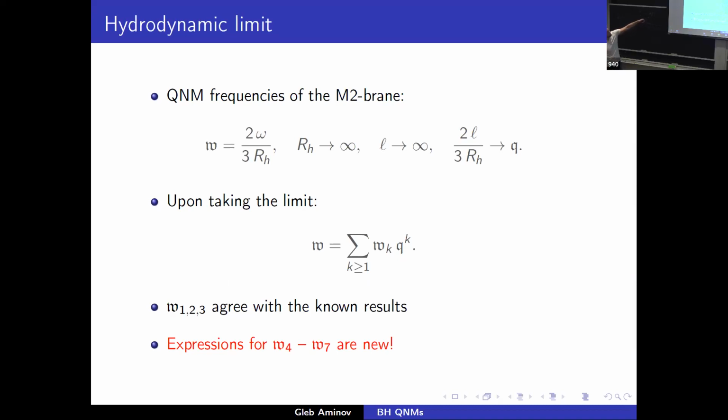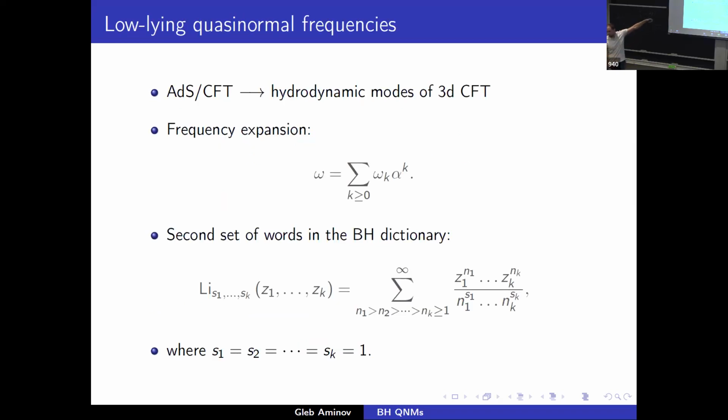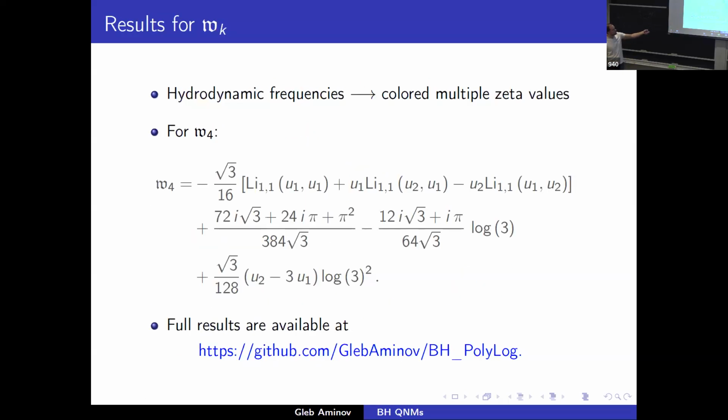So when you say that, you take the angular quantum number L to infinity. The same things we do here. They're bigger, but the same. We have an analytic answer for this too.